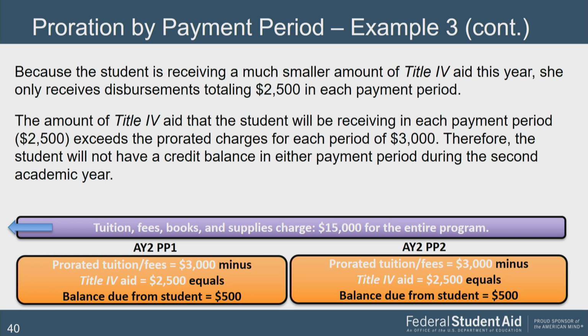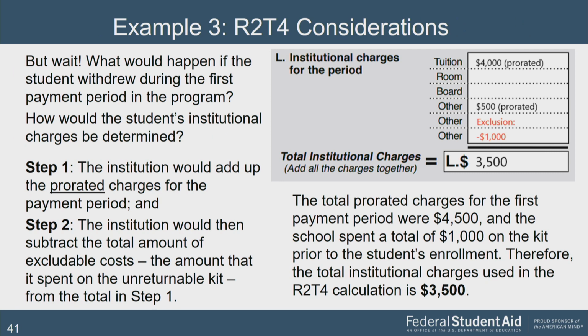Now we're going to move on to looking at this example in terms of an R2T4 calculation if the student withdrew. So what we have here is this exclamatory sentence: but wait, our student has unfortunately withdrawn. What would happen if the student withdrew in the first payment period of this program? How would the student's institutional charges be determined? Because that has to be done in step 5 of the calculation.